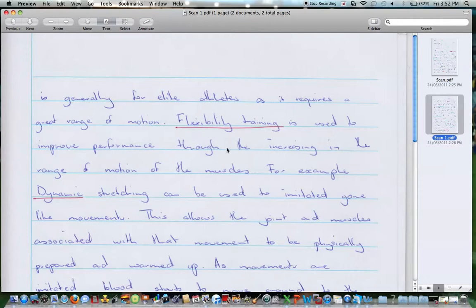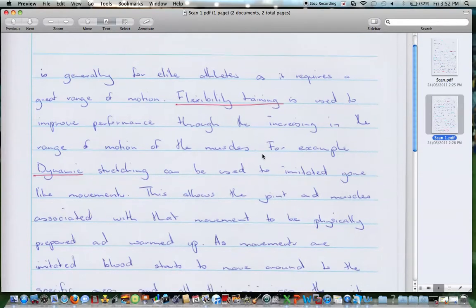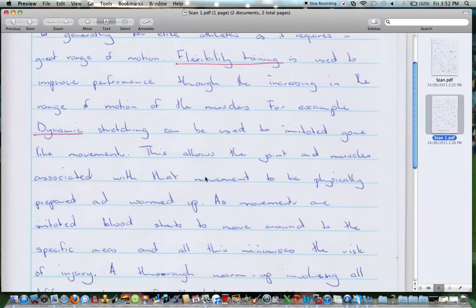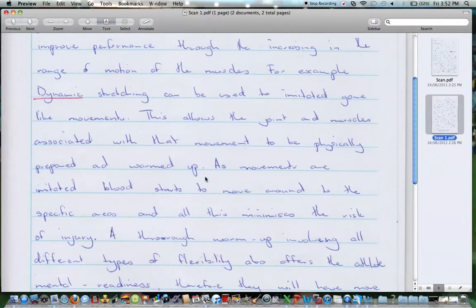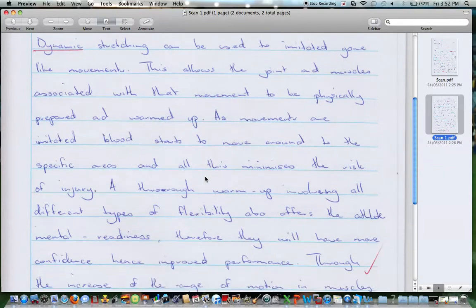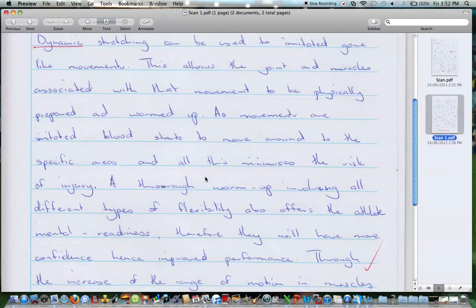Even though you need to do 2, he's got 3 in there. He's gone through and explained how flexibility training is used to improve performance through the increasing of the range of motion of muscles. For example, dynamic stretching can be used to imitate game-like movements. This allows the joints and muscles associated with that movement to be physically prepared and warmed up. So he's gone through, given examples, he's stated the type of flexibility training, explained it, and given an example of that type of flexibility training.